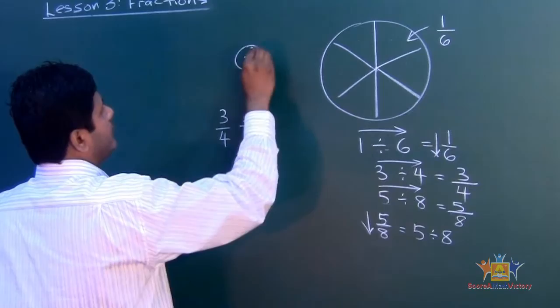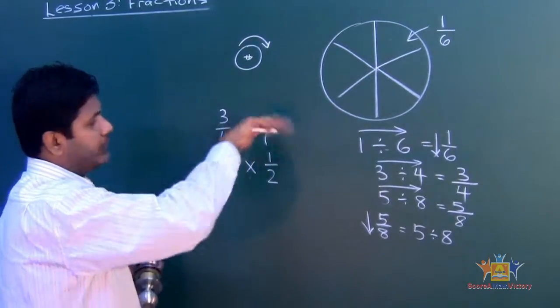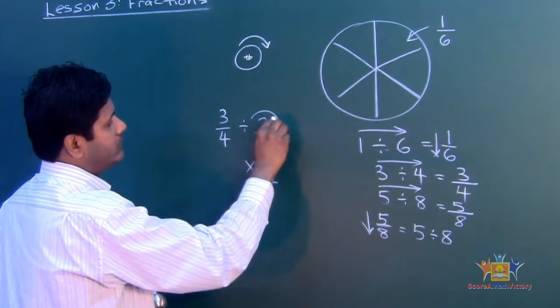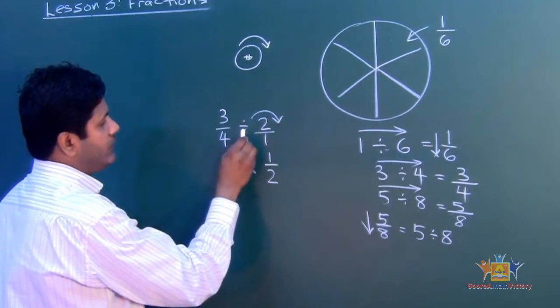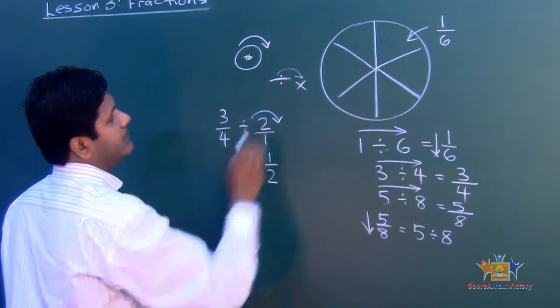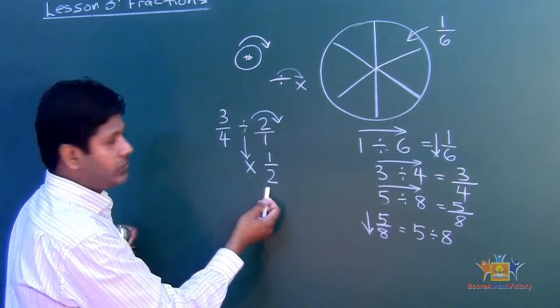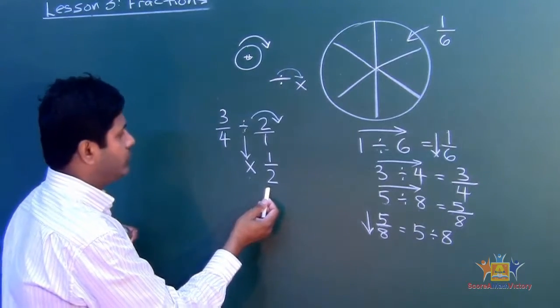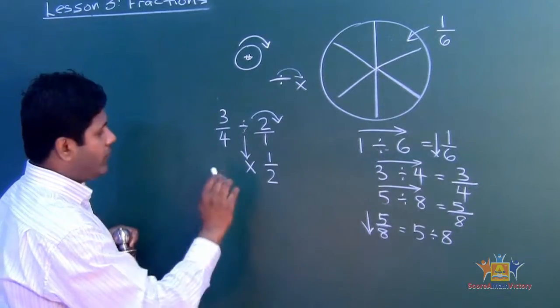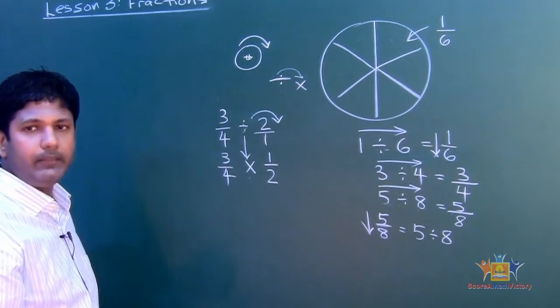Okay, this is where you have the key. When you turn, what happens? This whole thing turns. This one also turns. See that? The division turns around and becomes multiplication. This one turns into 1/2. 3/4 is not affected. It stays the way it is. 3/4. Okay? Keep in mind.